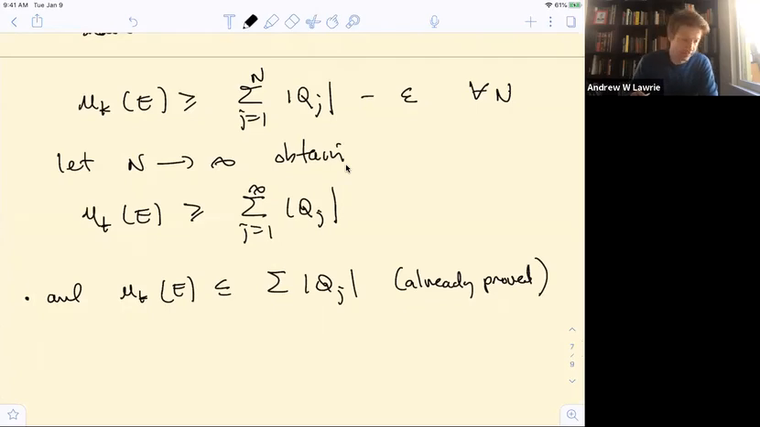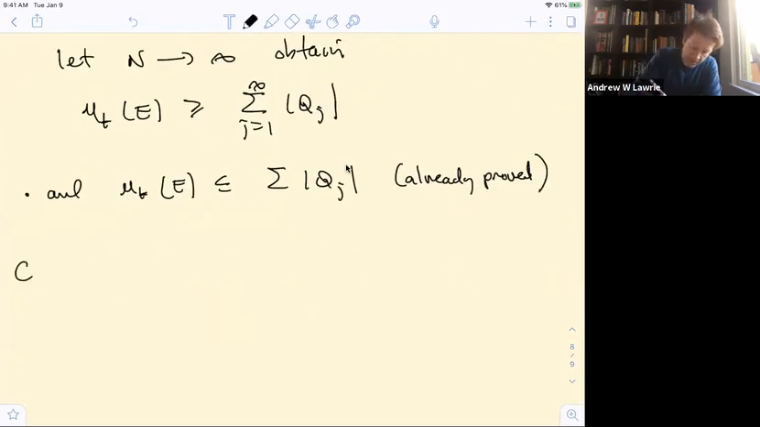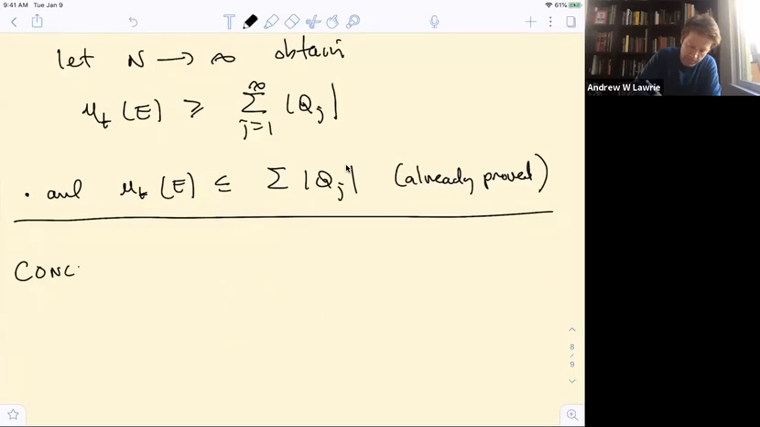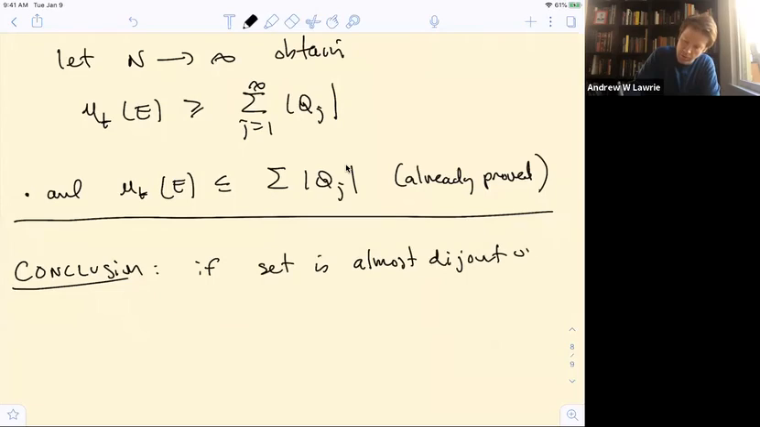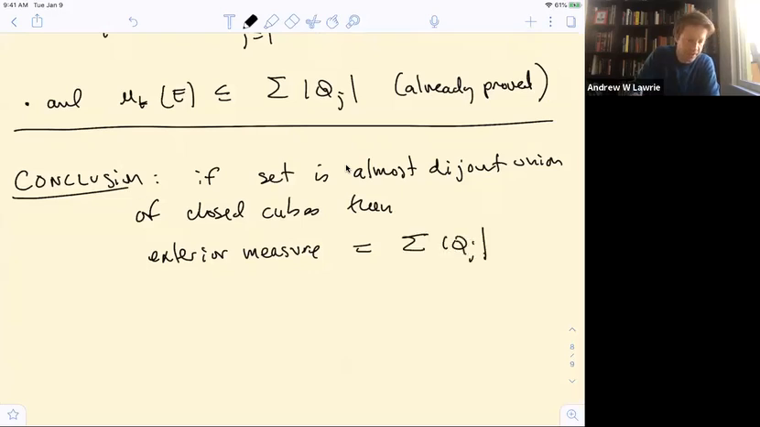Okay, so there we go, and let me just emphasize this conclusion. The conclusion is that if a set is an almost disjoint union of closed cubes, then the exterior measure is just equal to the sum of the volumes of the cubes, the |Qj|'s.